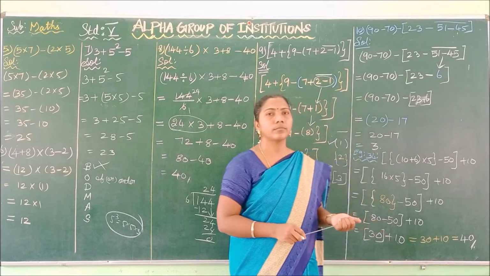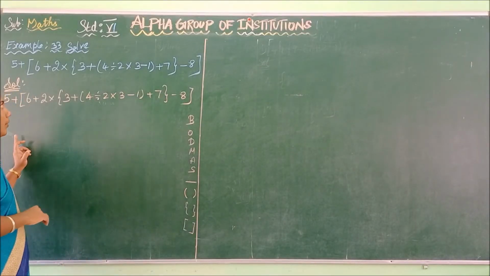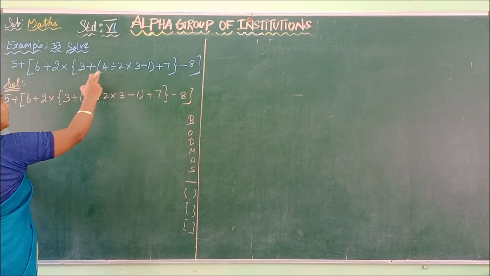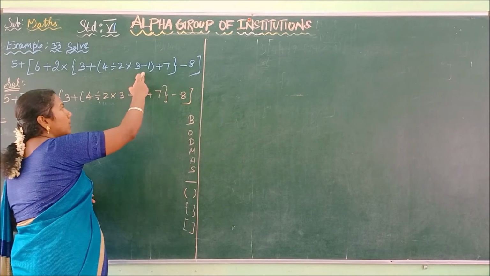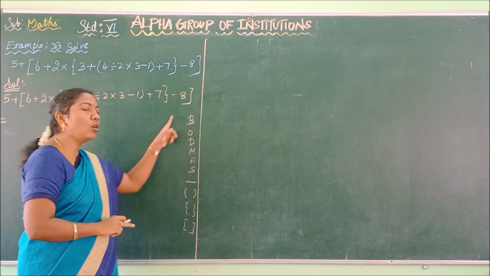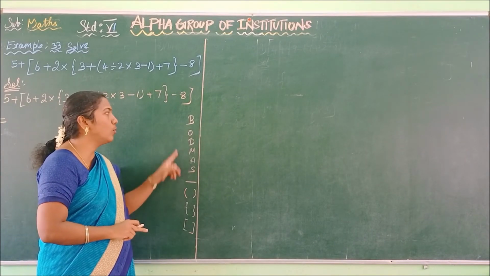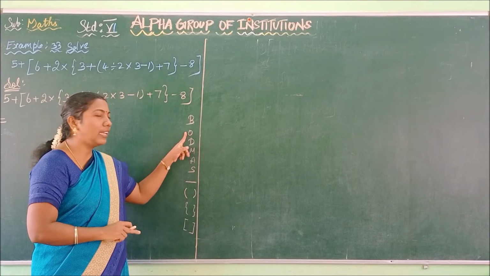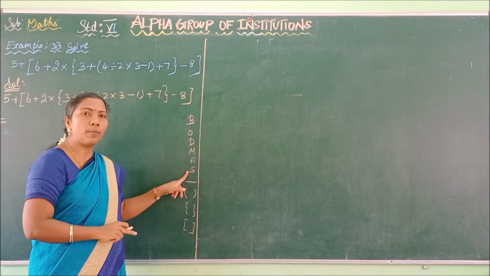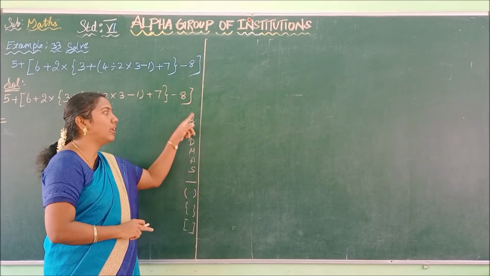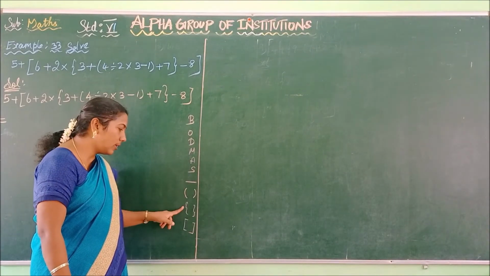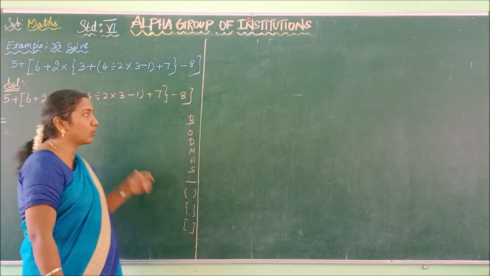It's clear, children? Next we are going to evaluate example 33. Solve 5 plus 6 plus 2 into 3 plus 4 divided by 2 into 3 minus 1 plus 7 minus 8. For evaluating this expression, you have to follow the BODMAS rule. According to the BODMAS rule, first you have to evaluate brackets and then of, and then division and then multiplication and then addition and then subtraction. For evaluating brackets, you have to evaluate vinculum first and then simple bracket and then curly bracket and then square brackets. Okay, let us do this sum.